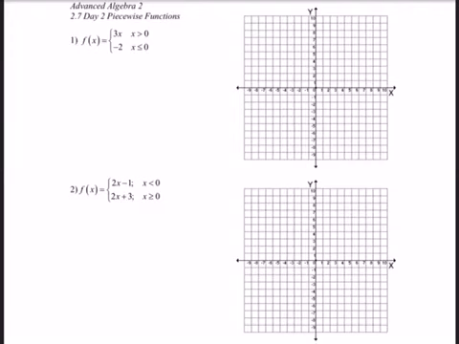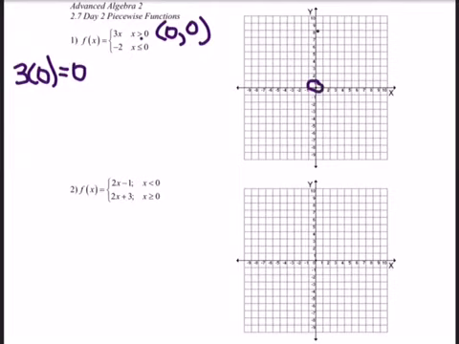Let's look at the first one. f of x is equal to, for all values bigger than 0, I use the graph 3x. So I'm looking at x equals 0, so my boundary is the y-axis. So I'm going to plug in the point 0 and get out 3 times 0 equals 0. So I have the point (0, 0). Now, since this inequality is strictly greater than, I'm going to make that an open circle.